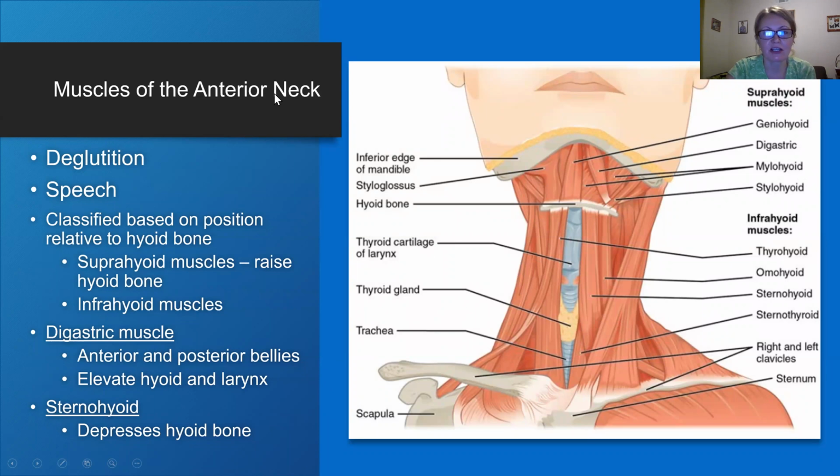Muscles of the anterior neck. Oh my goodness, look over here. We have so many of them.